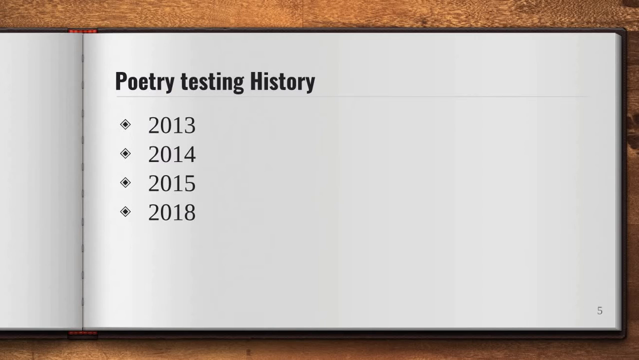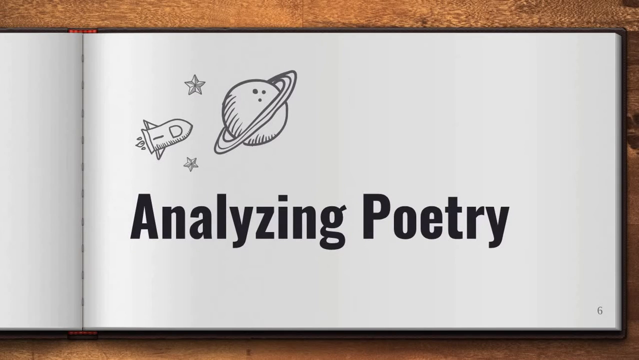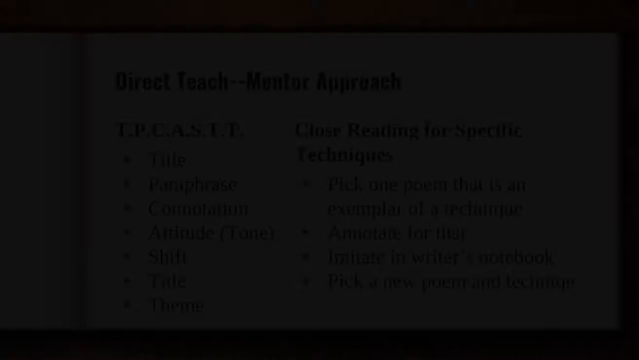Poetry has been tested 4 times over the years of the STAR test, with last year being the most recent after a break from 2015. While it's important to get into those poetry standards, it's also a good idea to hit theme and figurative language hard because they are both very important in poetry, but they also cross genres and are areas of struggle for our students in those genres. So how do we go about teaching poetry analysis?